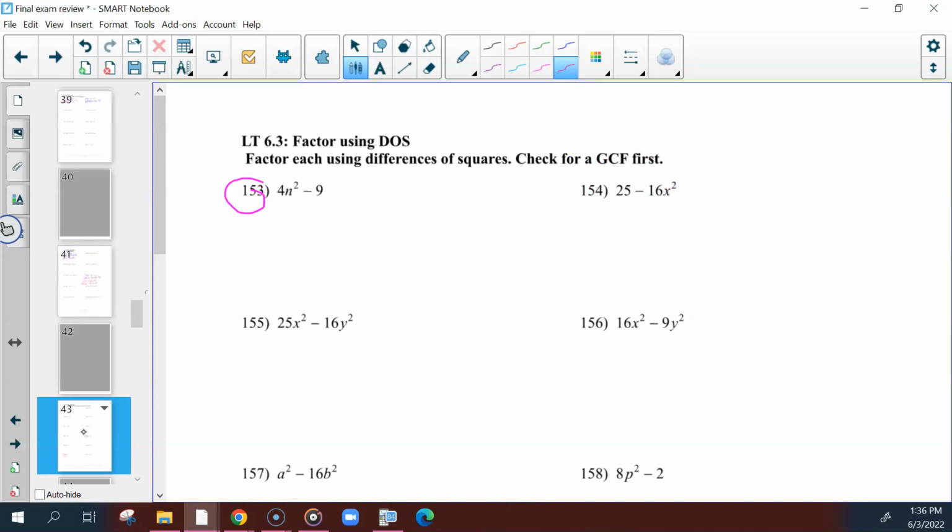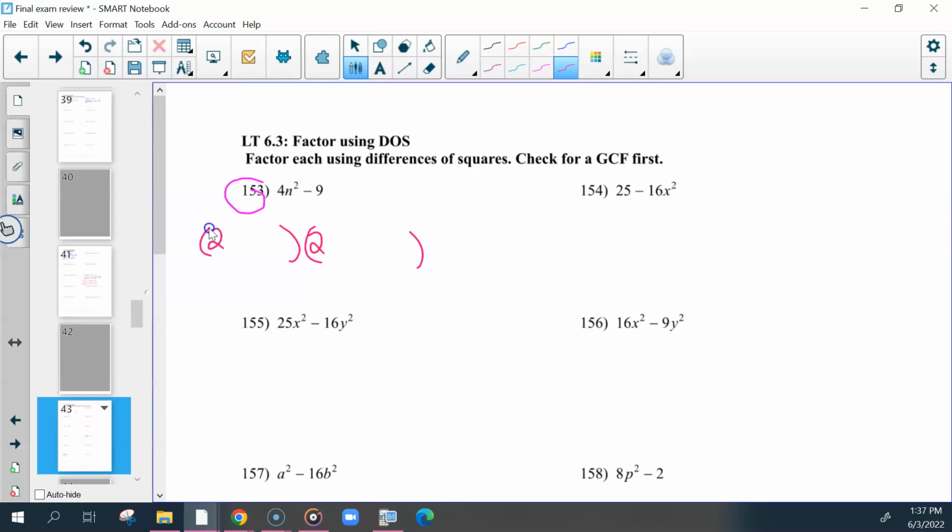On the next page, we're going to do a few of these, factoring by difference of squares, or using difference of squares. This isn't something where there's a formula for it, you kind of just have to know this. If everything is a perfect square and you are subtracting, you're going to have two factors. You're looking for what times what would give you 4, which is 2. It has to be the same.